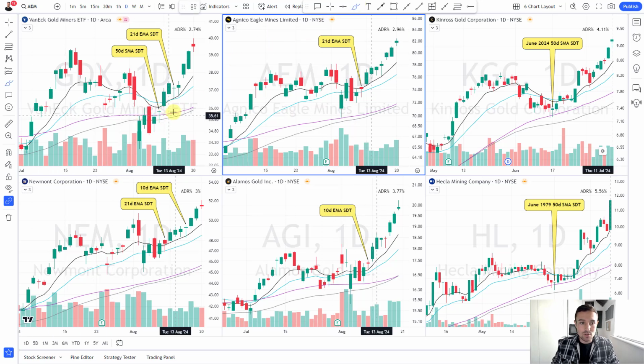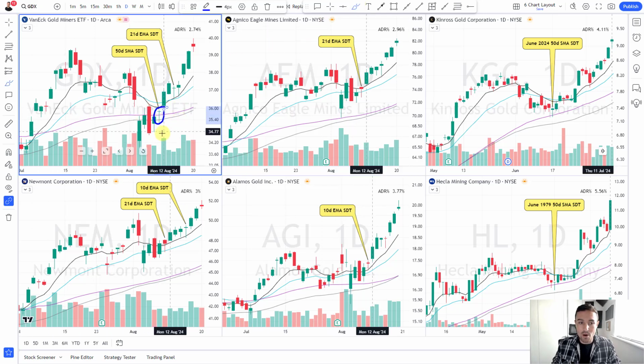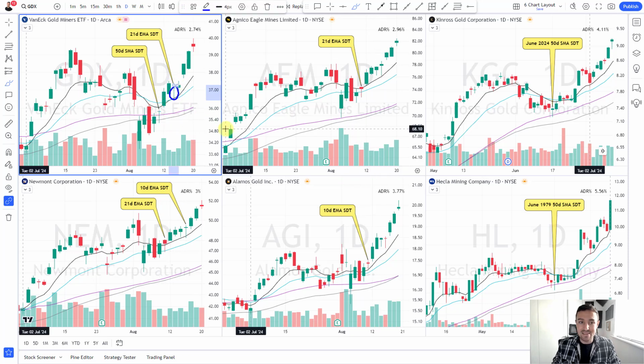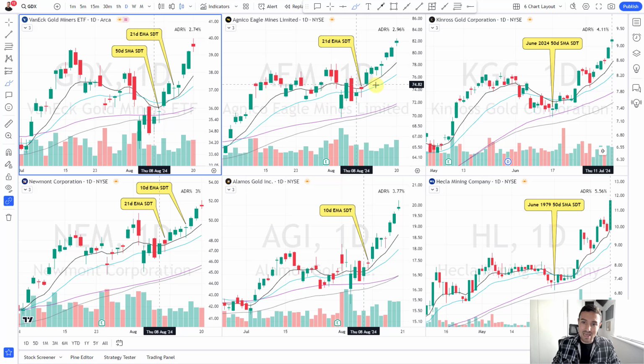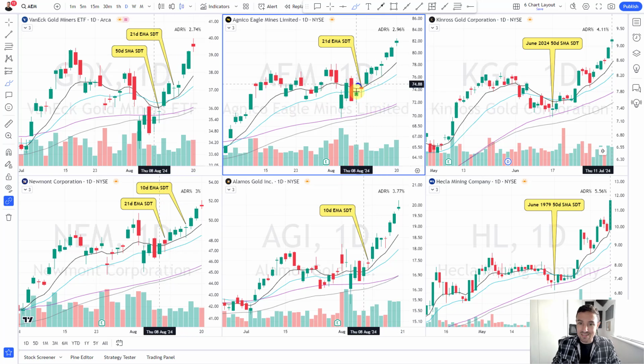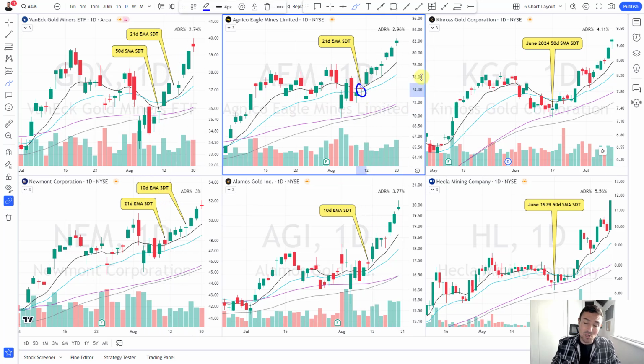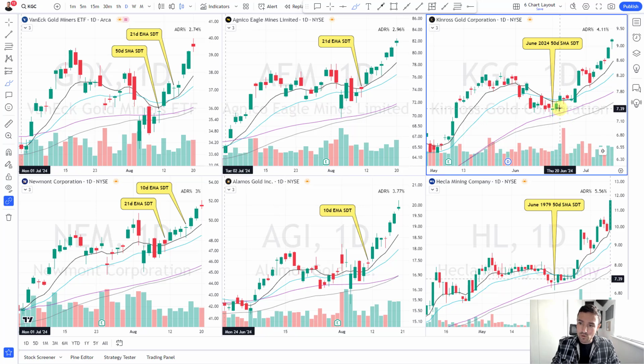So you can see various ones on the chart. You can see GDX, which is the gold miner ETF. This is a 50-day SMA shakeout demand tail. Here's a 21-day and 10-day EMA shakeout demand tail. Here's AEM, so I was then targeting it here. So this is AEM 21-day EMA shakeout demand tail. This is Kinross Gold, so shakeout demand tail off the 50-day, and I was buying it through the high there.